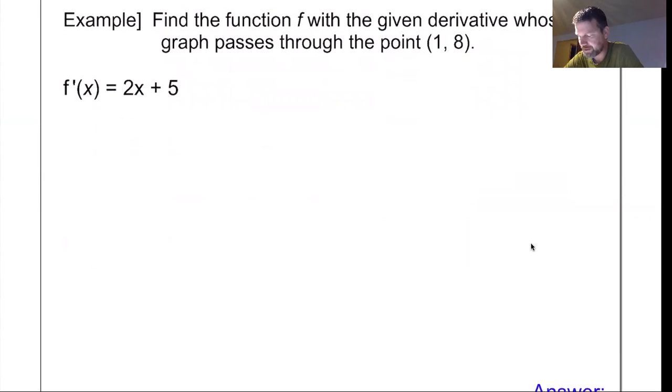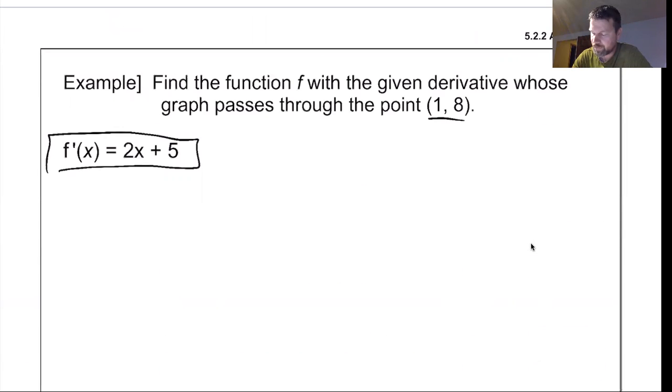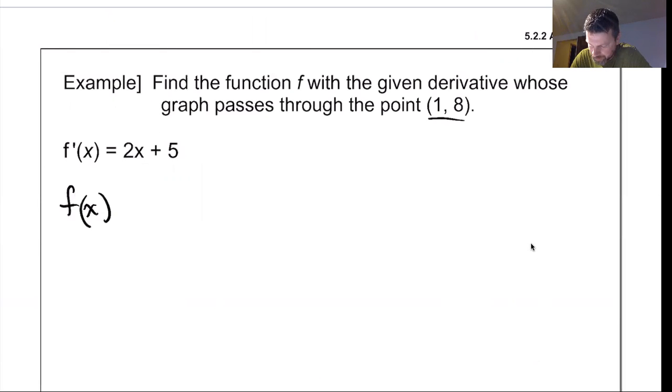Let's do this problem that I skipped. Find the function f with a given derivative whose graph passes through the point 1, 8. So here I'm given the derivative is 2x plus 5. Must be why I used that for my example. So I want to find the antiderivative, right? What would my original function have had to have been? Well, antiderivative of 2x, working backwards, would have been x squared, because the derivative of x squared is 2x. Antiderivative of plus 5 would be plus 5x, because the derivative of 5x is 5. And then it could be plus some constant, any old constant.